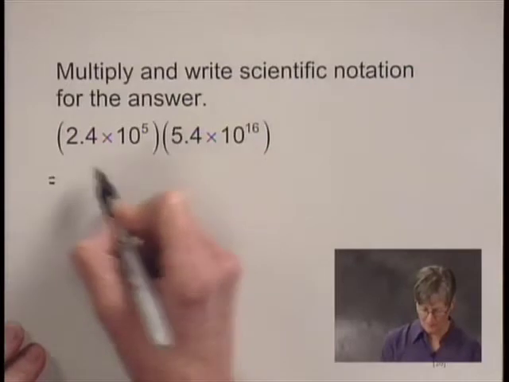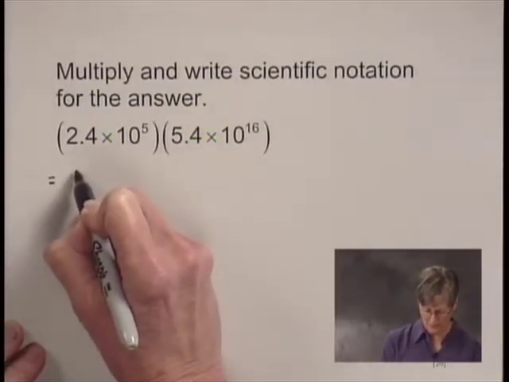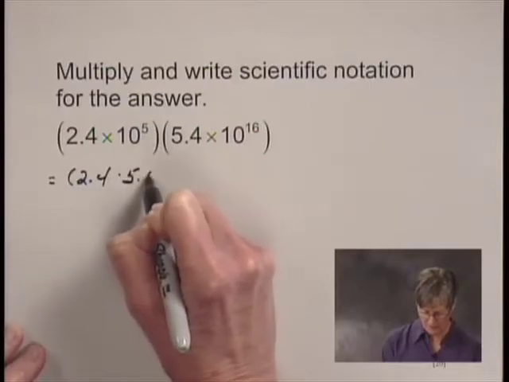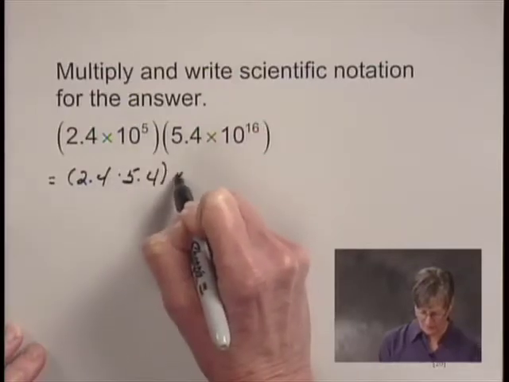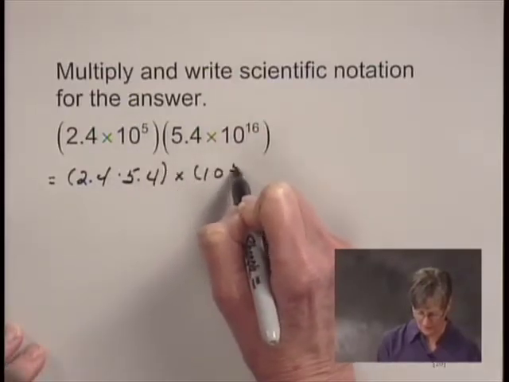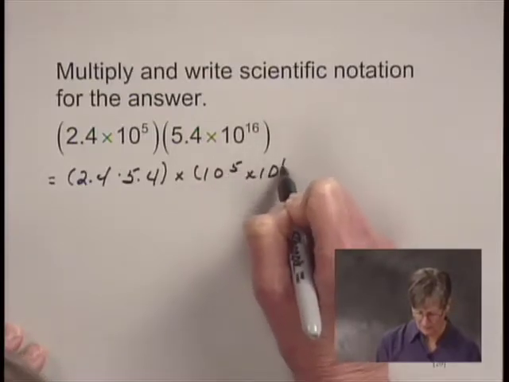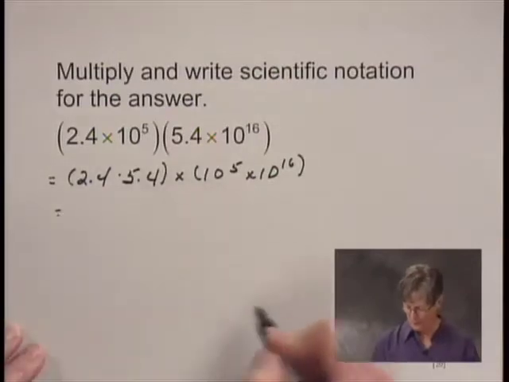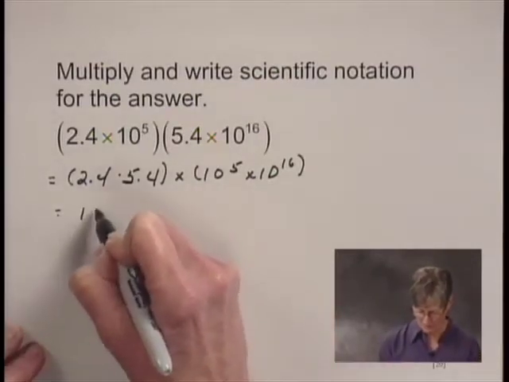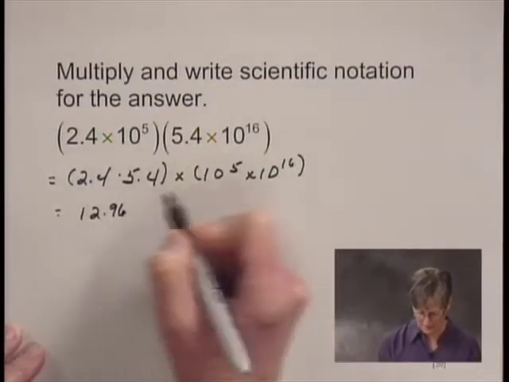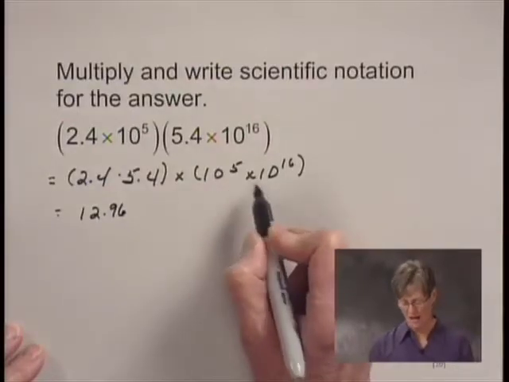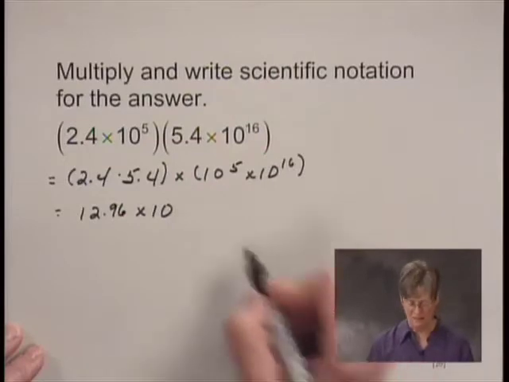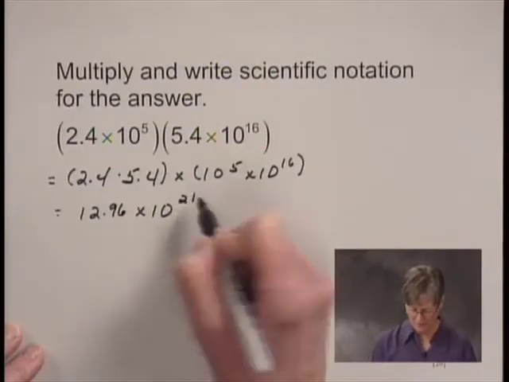Well, let's just begin by multiplying 2.4 times 5.4, and then we'll also multiply 10 to the 5th power times 10 to the 16th power. Now, 2.4 times 5.4 is 12.96. And to do this multiplication, I add the exponents. So I'll have 10 to the 5 plus 16, or 10 to the 21st power.